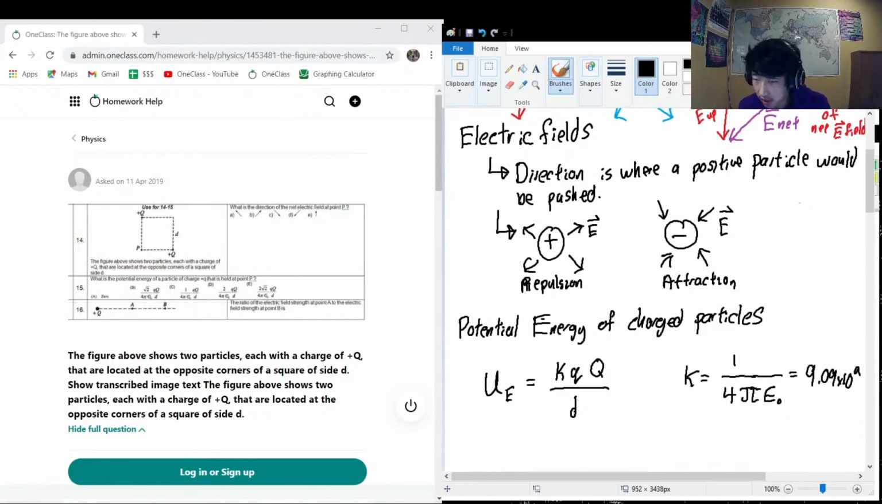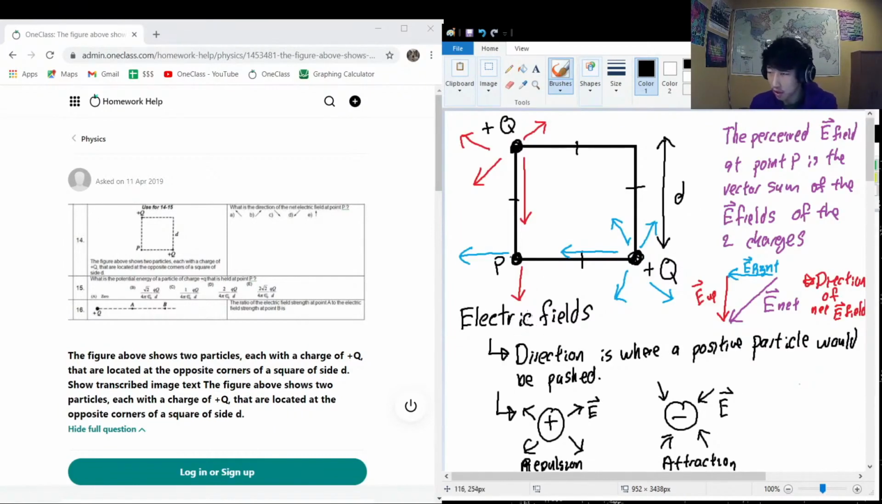So when it's asking us, what is the potential energy of a charged particle held at point P? Well, let's think about point P. There's going to be a contribution of potential energy from the top and a contribution of potential energy from the right one right here. Okay, so when we want to add them together, we also realize that they're on corners of a square, right? So they have to be an equal distance away.